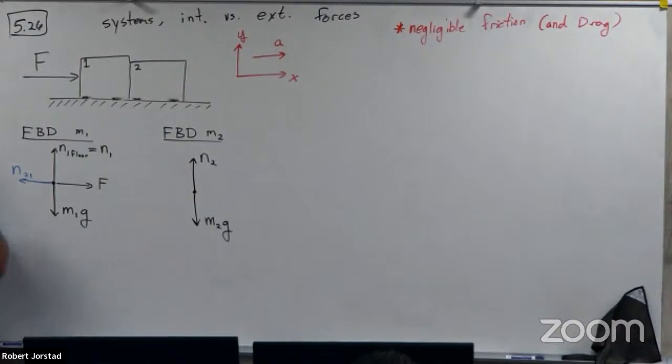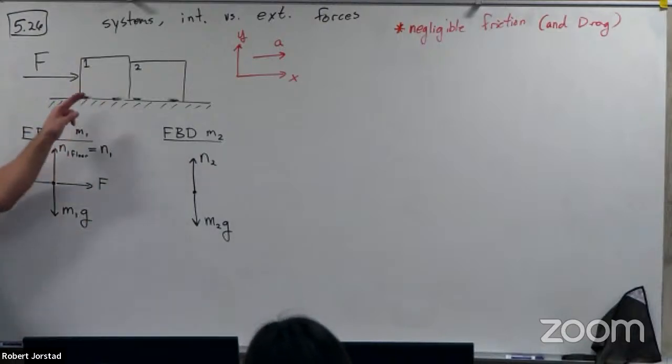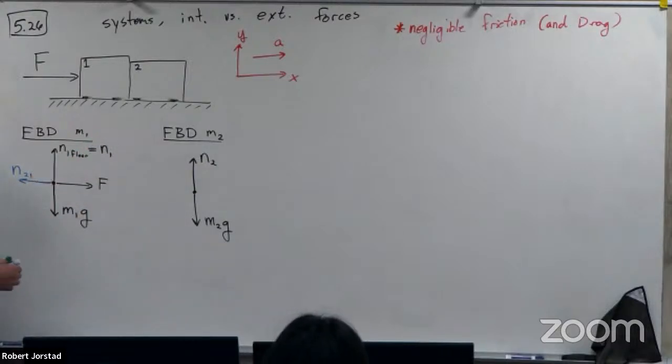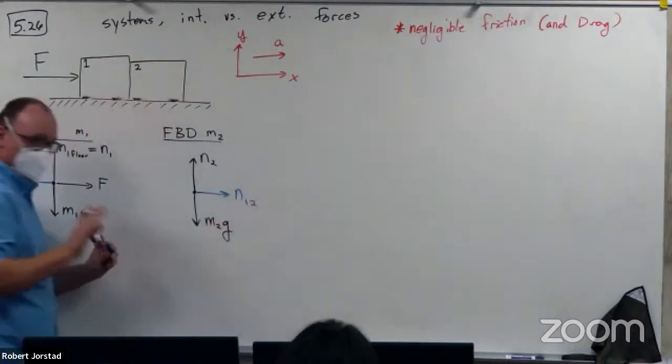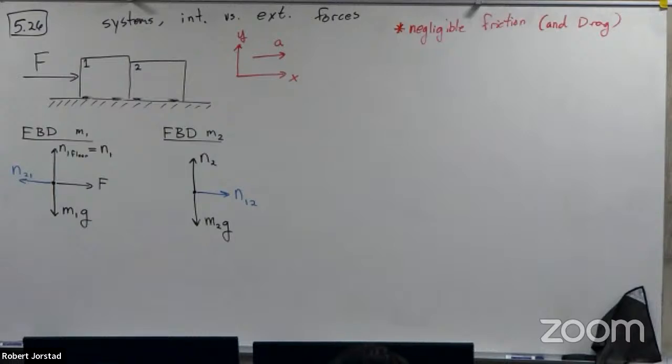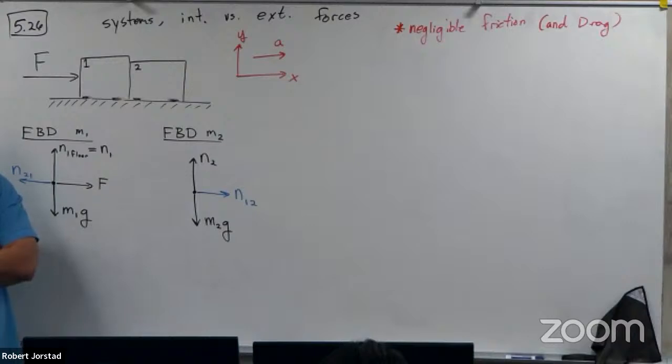What about capital F? Is the zombie pushing on block 2? Yes or no? No. If force is acting on 1, I don't draw it on 2. It's just not there. Why does block 2 get pushed that way? What pushes on block 2? Now, who pushes harder? 1 on 2 or 2 on 1? Or does it depend on the mass?